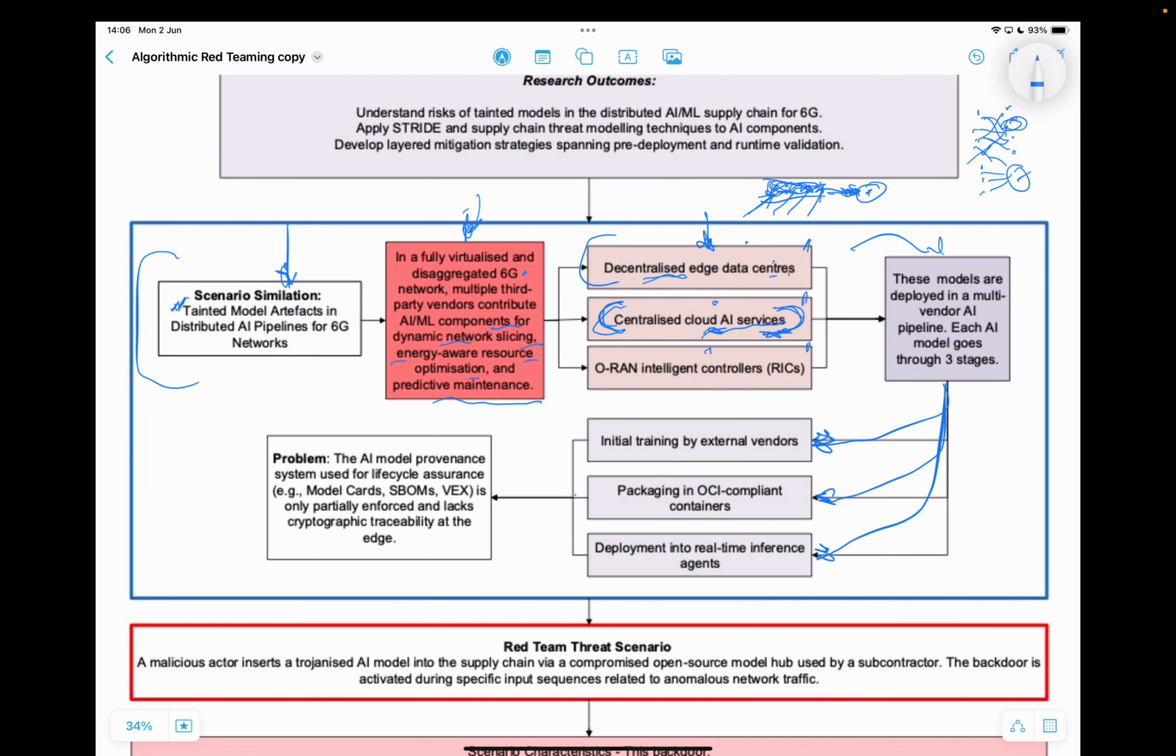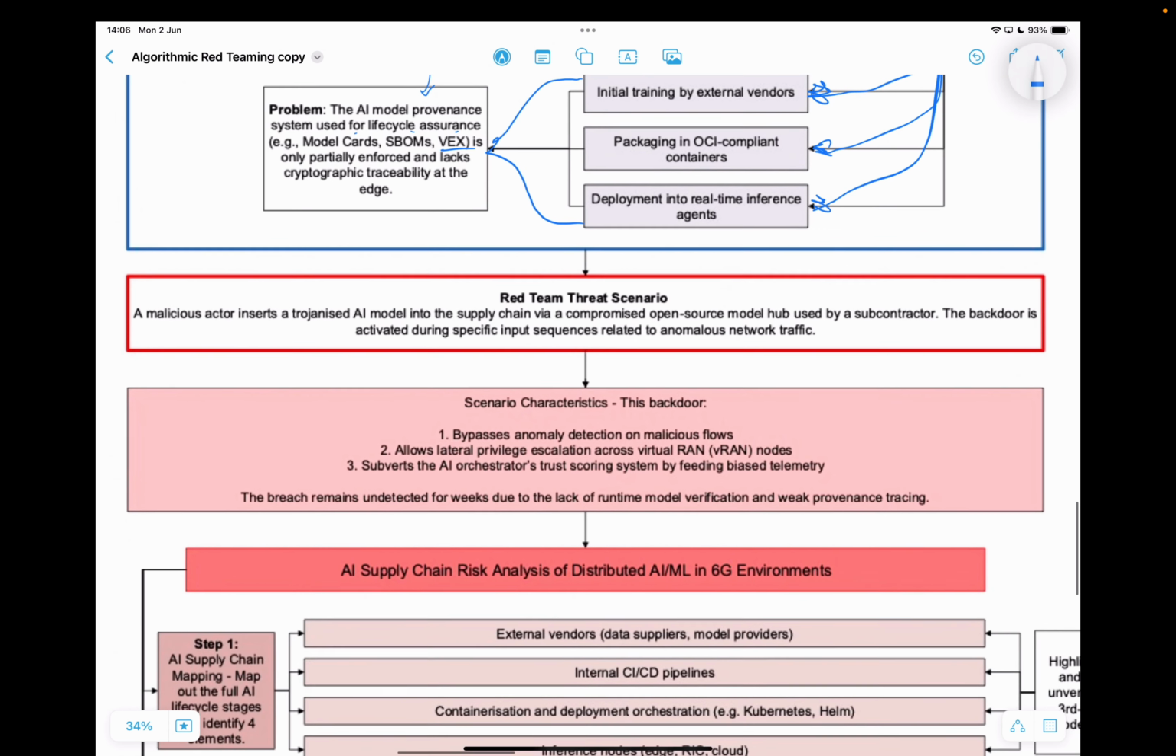Now, what is the problem from all of those three? Well, the AI model provenance systems used for lifecycle assurance, for example, model cards, SBOMs, VEX, vulnerability explainability exchange, those are only partially enforced and lack cryptographic traceability at the edge. So that is the problem.